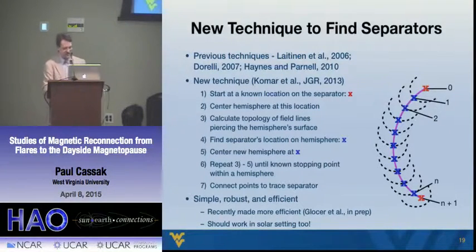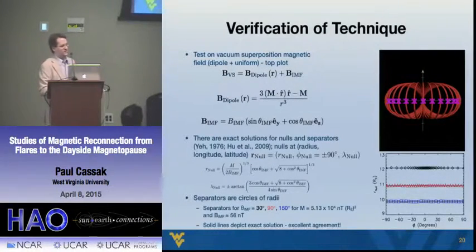And for those of you in the solar field, this should work in the solar setting as well. In the solar corona, for example, you're looking for where reconnection happens. So let me take you through this. We first wanted to make sure this worked, so we took a very simple example of a vacuum superposition model. You have a perfect point dipole magnetic field, and you add just a uniform magnetic field to it. In this case, there are analytic solutions for where the nulls are and where the separators are.